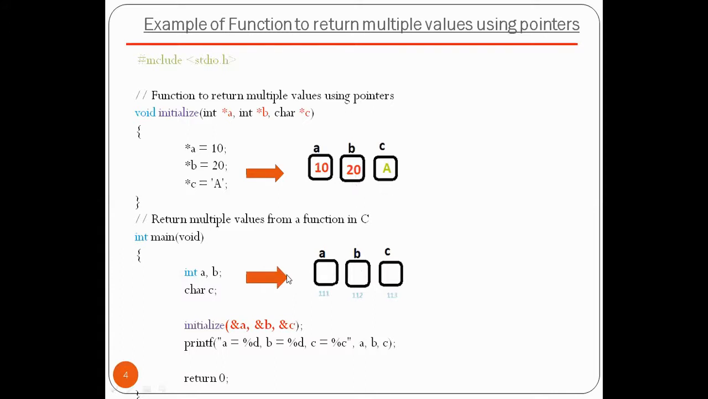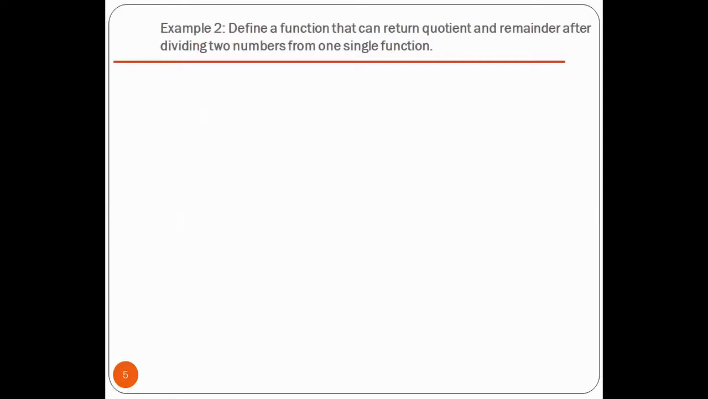I hope it is clear now. We are actually passing the addresses, and here we have pointers, and by using the pointers, we are assigning the values, right? So at the end, we are getting three values, A, B, C, and we are initializing their values. A is 10, B is 20, and C is A. Okay, let us see another example that will be more clear to you after seeing that.